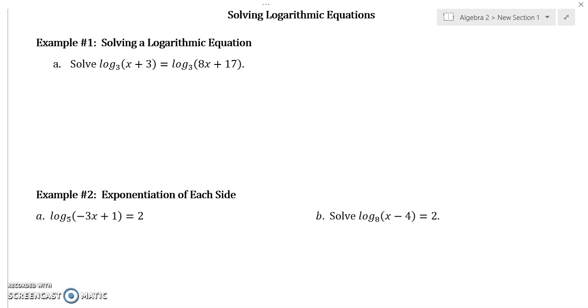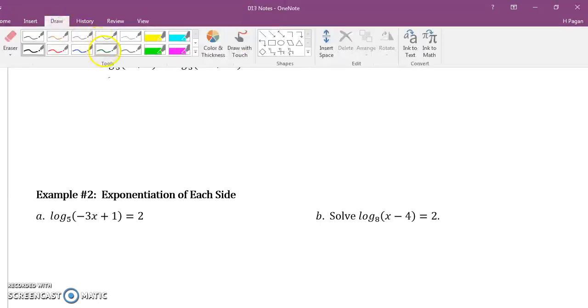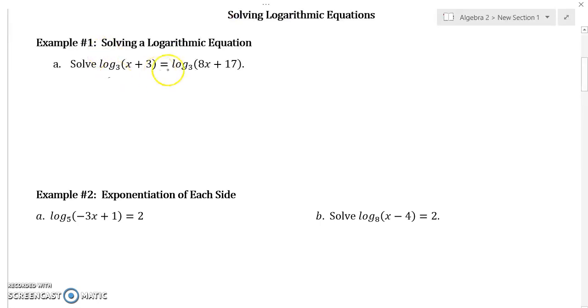So let's get started. All right, in example 1, it says, can you solve a logarithmic equation? And they're giving us an equation that has logs on both sides. And right away, I'm thinking, okay, I want to get rid of the log base 3 because then I can work with what's inside. So in order to get rid of a log base 3, what I do is a big base 3, and whatever you do on one side, you do to the other side.